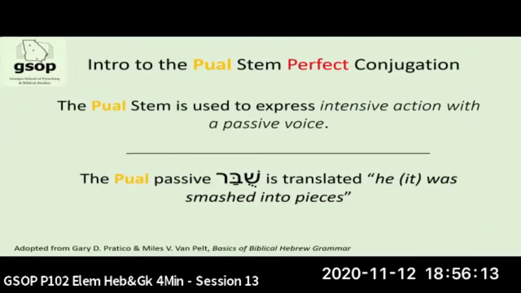Then we move to, also intensive, but now it's going to be passive, the Pual. The Pual is going to be a passive, intensive action, a passive voice. For example, shubbar is translated he or it was smashed into pieces. It's more intensive, but now it's being done to the item or the person.